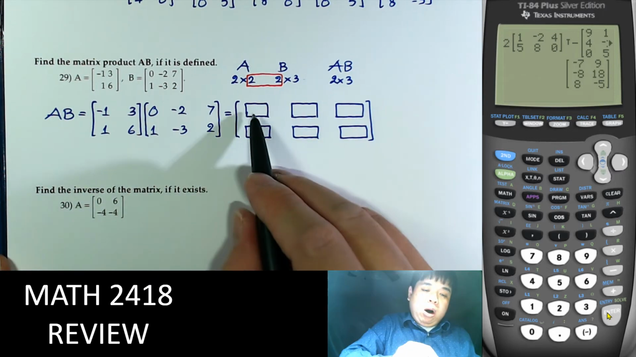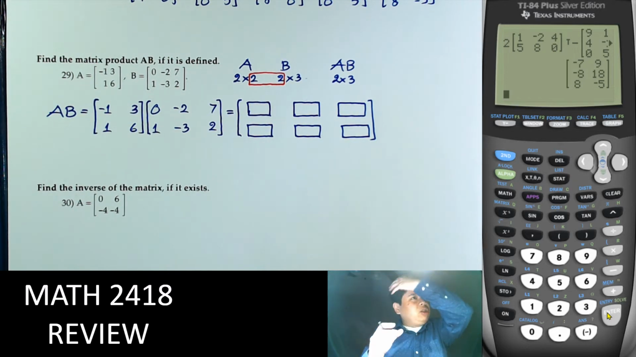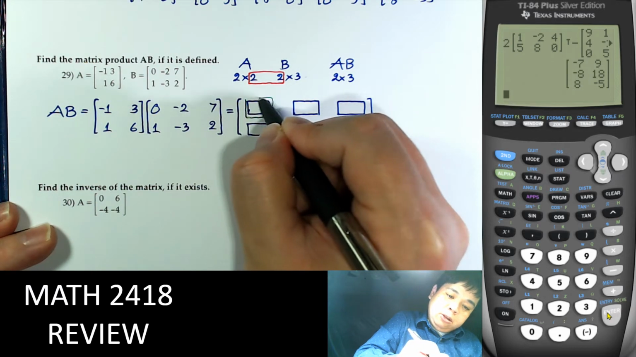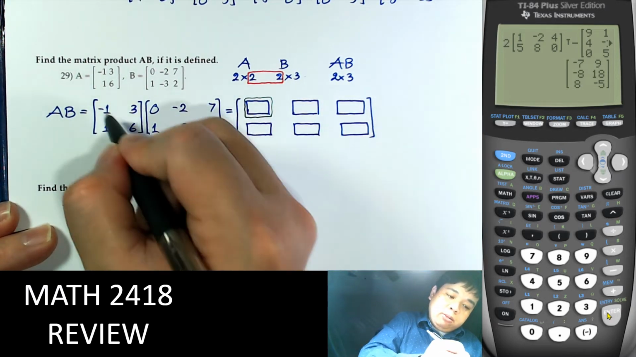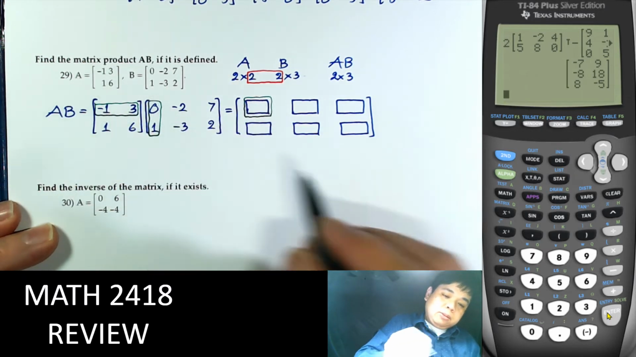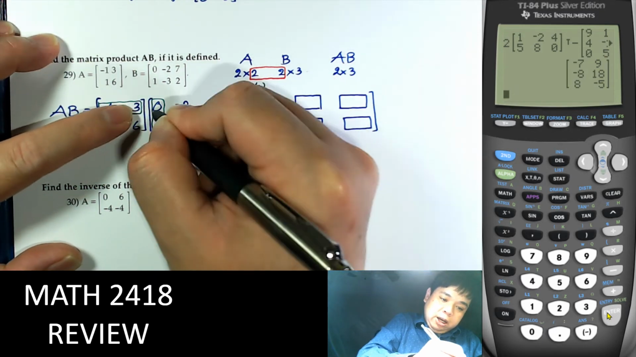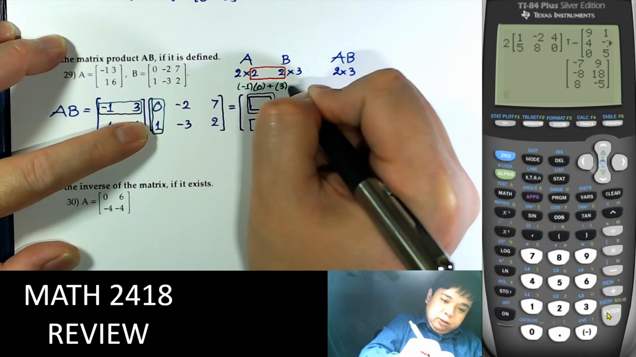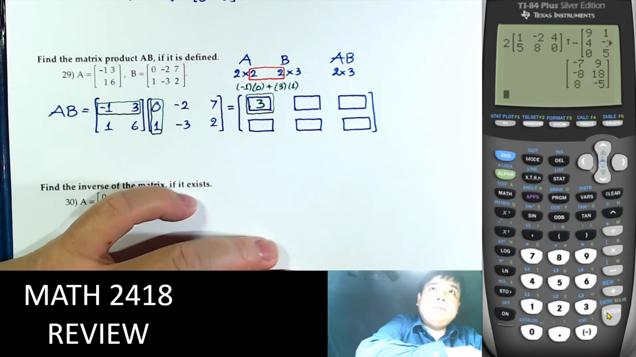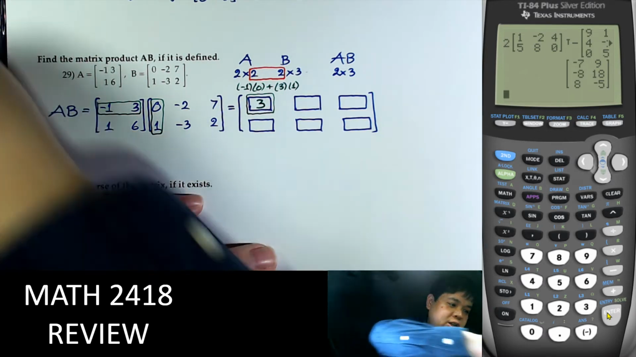Now, for each one, we're going to take the row of the first matrix, the column of the second matrix, multiply them, and then add the products. So let's say this one on the first row, first column. So we use the first row, first column. Negative 1 times 0, and then plus 3 times 1. So that is 3. Right. And we can just pick any one.